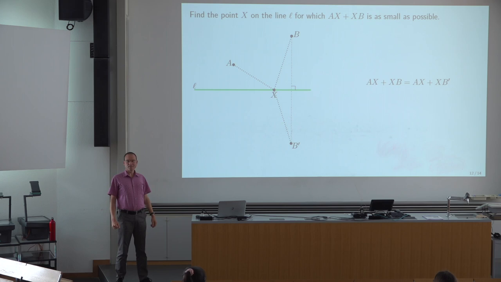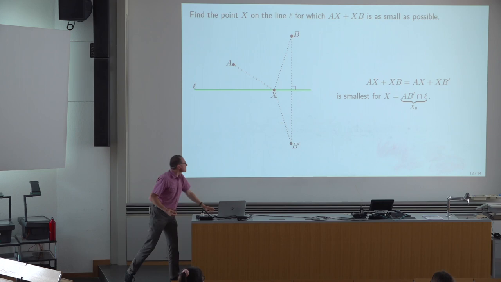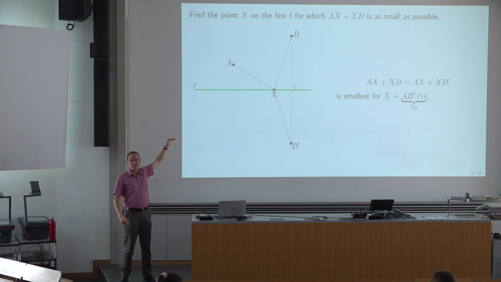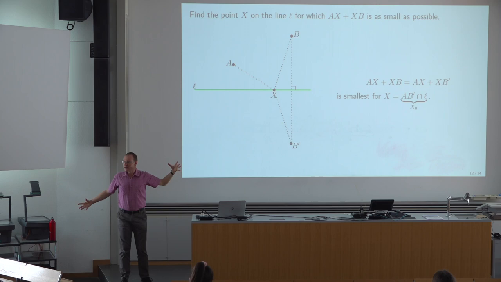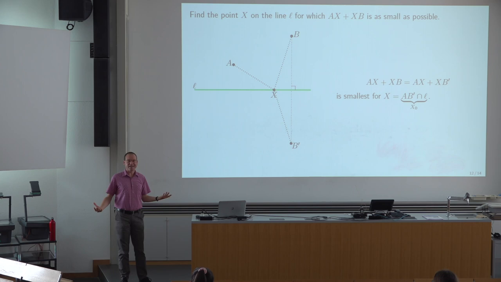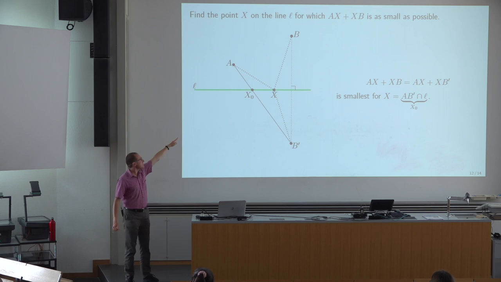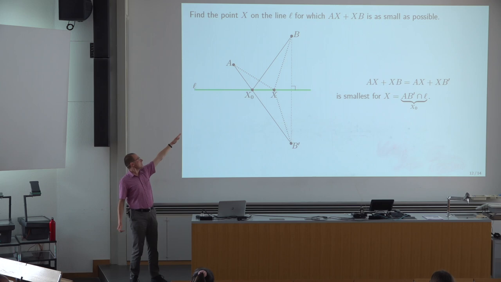Very good, the intersection. So this is smallest when X is the intersection of AB prime and L. This is the fastest way, the shortest way from A to B prime altogether. And luckily, it passes through the line L. It intersects the line L. Luckily, because A and B prime are now on opposite sides of the line L, unlike the points A and B at the beginning. So you connect here, and this is the optimal position. This is the position so that when you connect it with B, the distance from A to X0 plus X0B is smallest possible. Does this sound familiar to you?